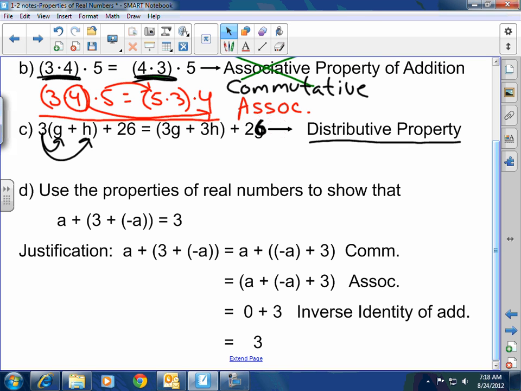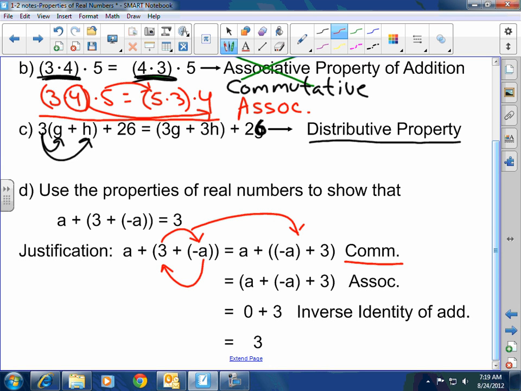Okay, let's use the properties of real numbers to show that A plus 3 plus a negative A equals 3. All right, let's justify this step by step. If I have A plus 3 plus negative A, that equals A plus parentheses negative A plus 3. What I did there is I just simply switched the order of the 3 and the negative A. So I used the commutative property of addition.